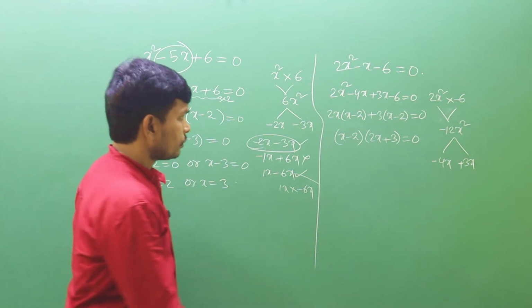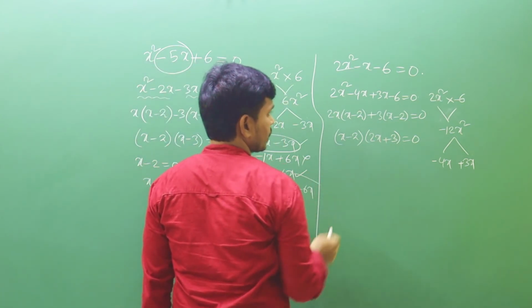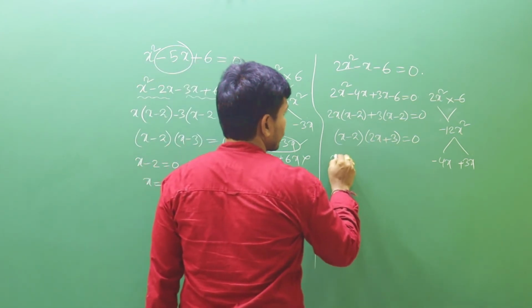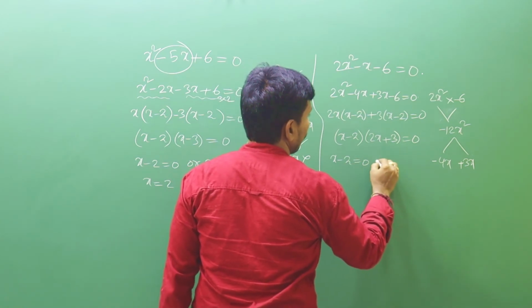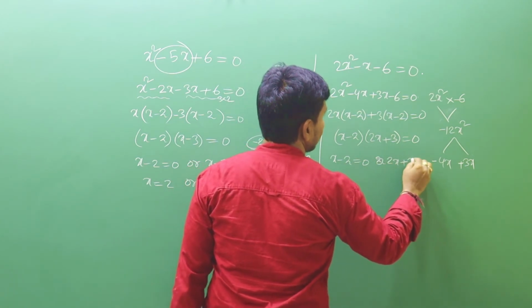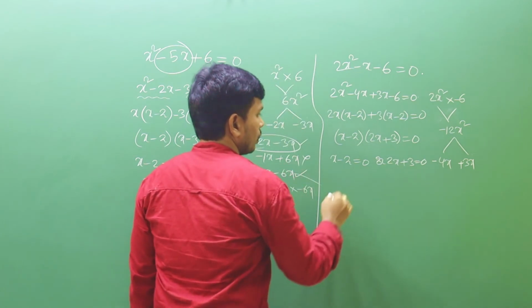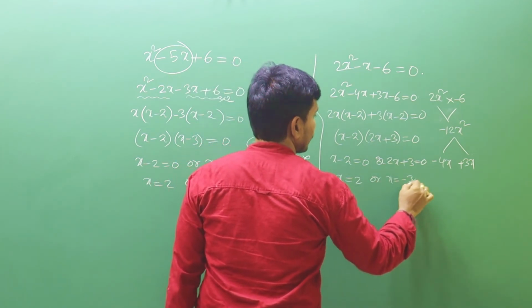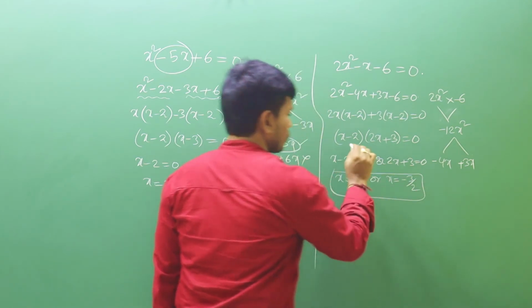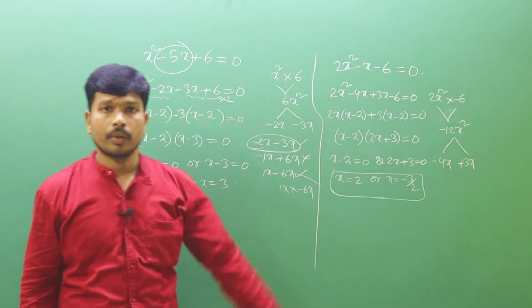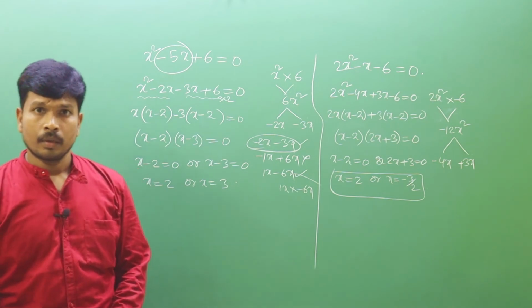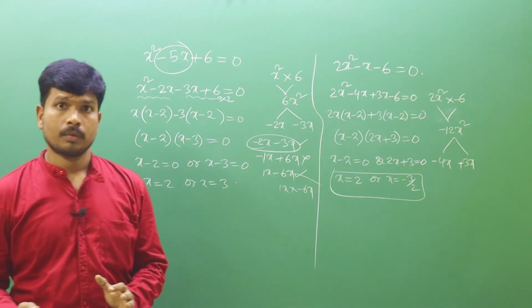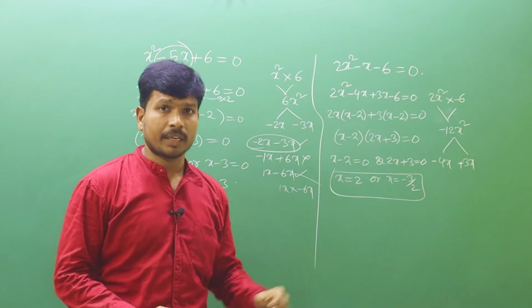Okay. Now the product of two expressions is 0, then either x minus 2 equal to 0 or 2x plus 3 equal to 0. x equal to 2 or x equal to minus 3 by 2. So these are the roots of the given equation. So, some problems by using the factorization method.